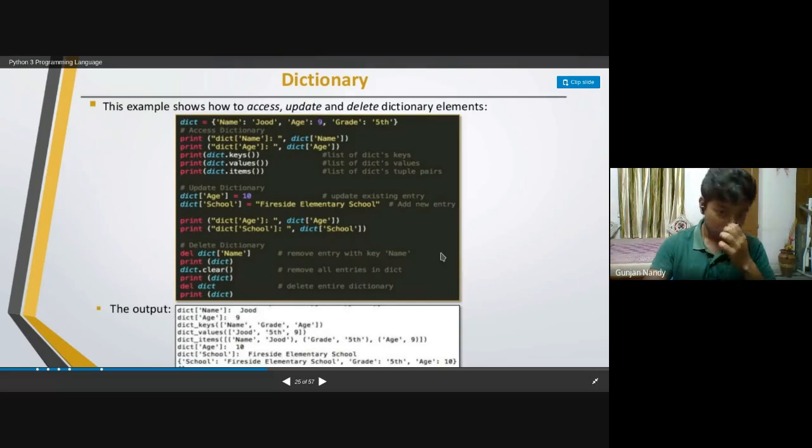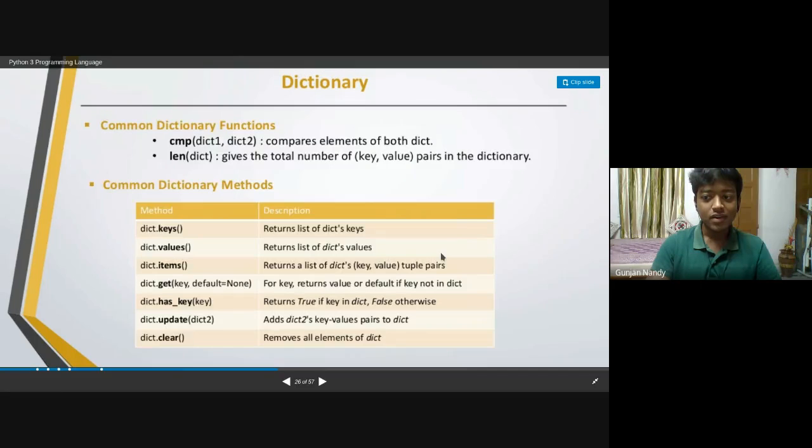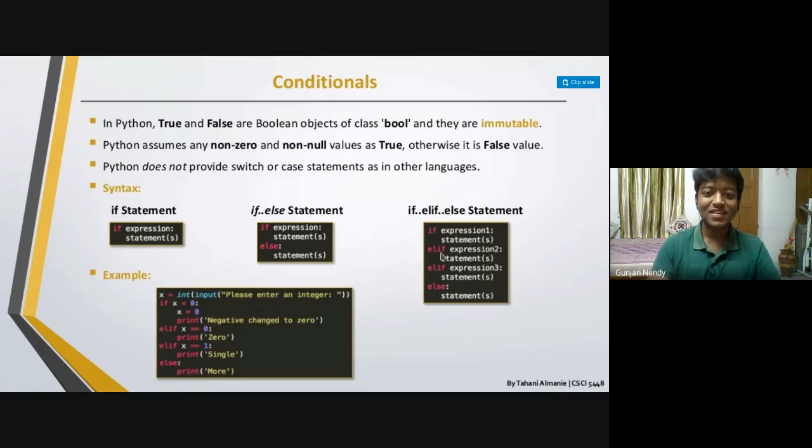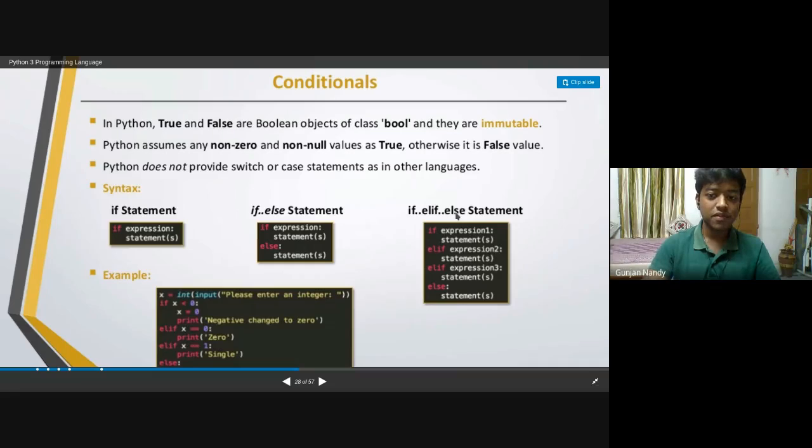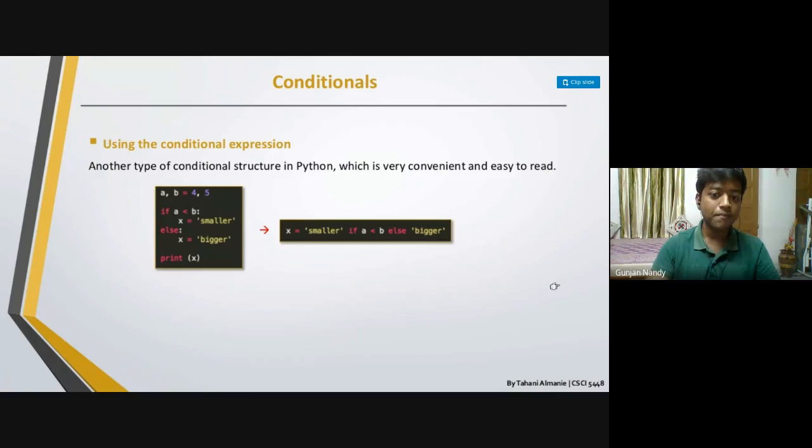So these are how the dictionaries work. Let me quickly get on with this. So these are conditional statements: if, elif, else. These are just like any other programming language. You will know once you start coding.